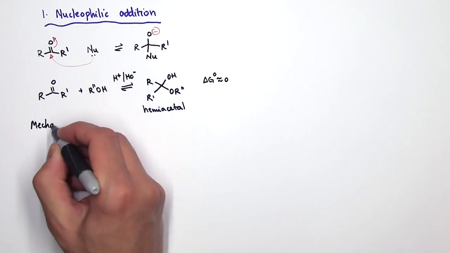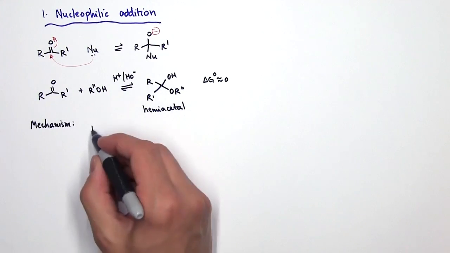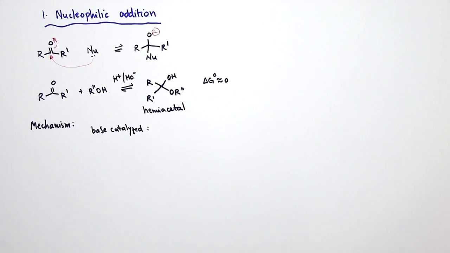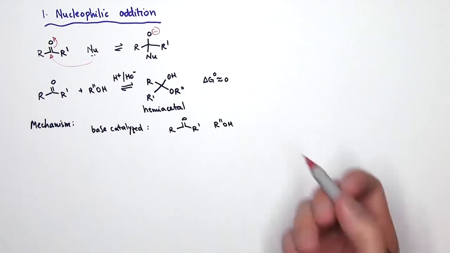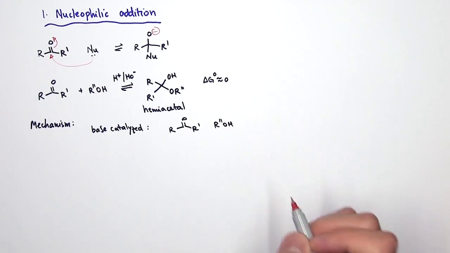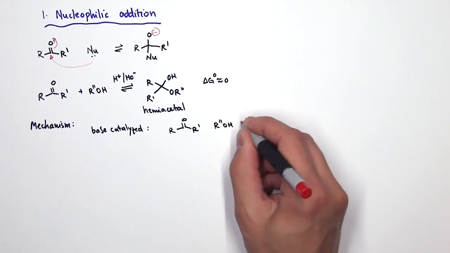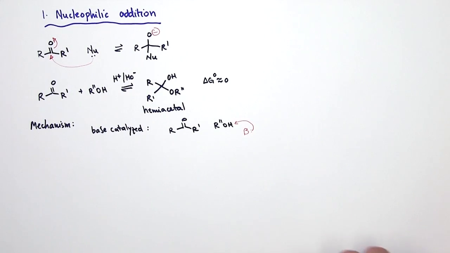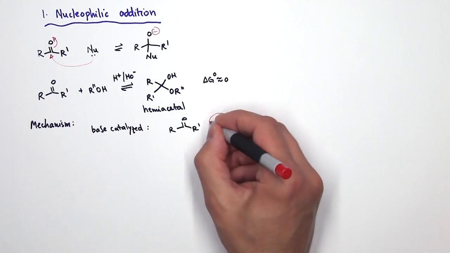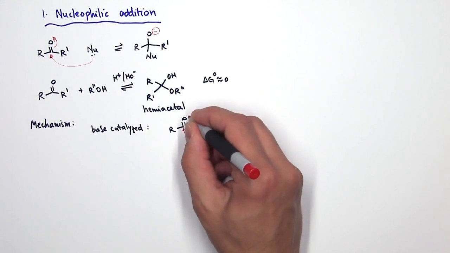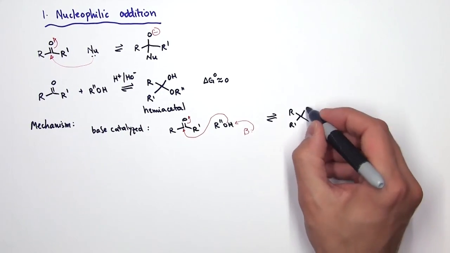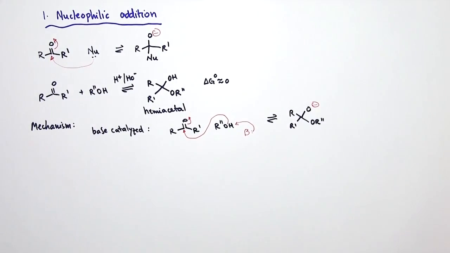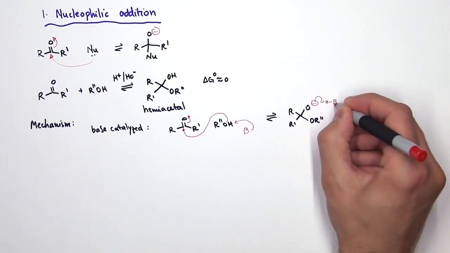Let's take a quick look at the mechanism. If it's base catalyzed, the base will first deprotonate the alcohol, which will form the alkoxide, which is then a very good nucleophile to attack the carbonyl, which forms this alkoxide version of the hemiacetal, which can be then protonated.